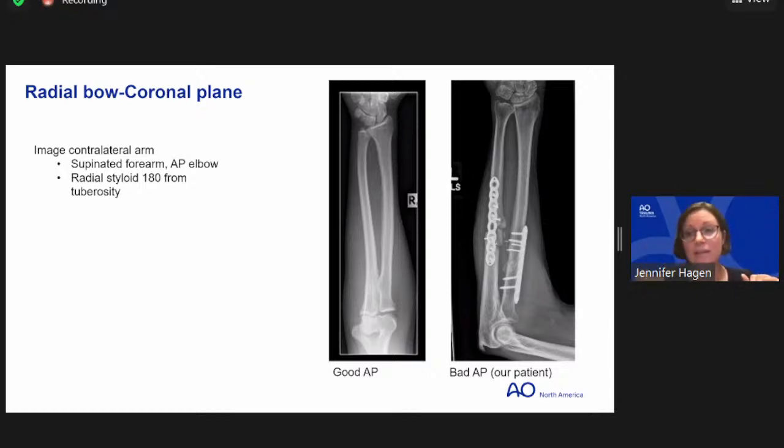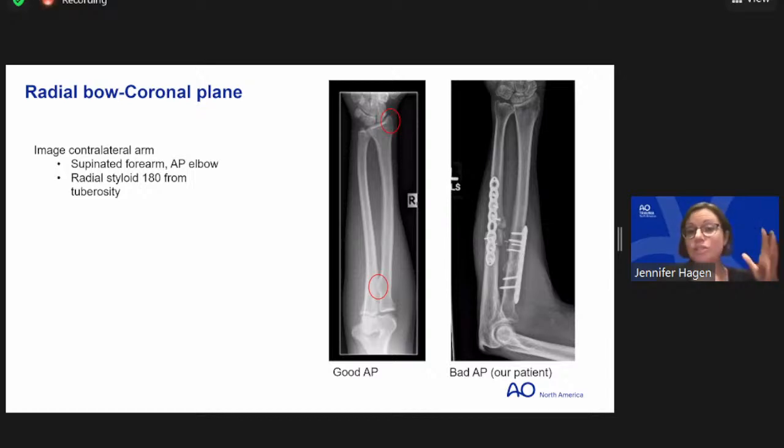So the x-ray on the right is a contralateral arm of our patient, and it's an AP of the wrist, but then if you look at the elbow, it's a lateral of the elbow. So the way that they got this is the elbow is flexed and the arm is held in neutral and they're just shooting across the table. And the reason that's a problem is if you're trying to assess the bow and the rotation of the radius, you can't see the radial tuberosity.